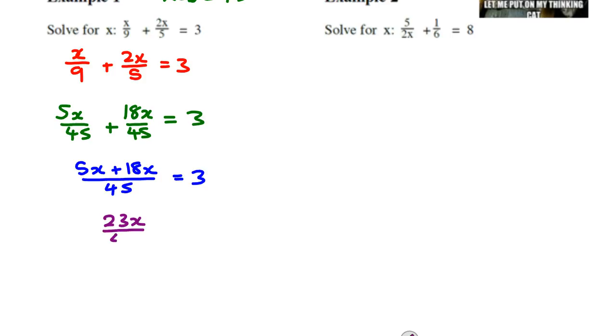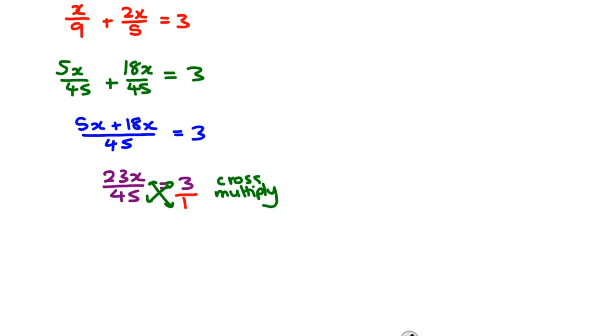equals 3. So what might help is, think of 3 as 3 over 1. Then you can cross multiply. So cross multiply. So a little instruction. So first step, what's 23x times 1? It's just 23x. What's 3 times 45? Have a think. This would probably be non-calculator. It'll be 135. So now let's just solve for x.